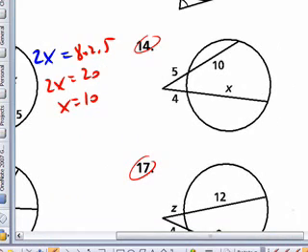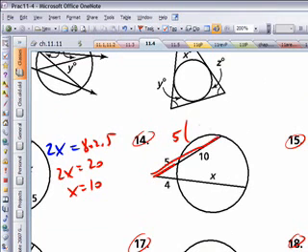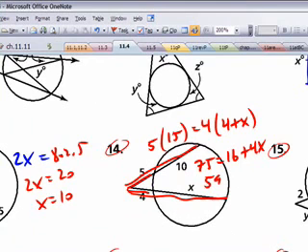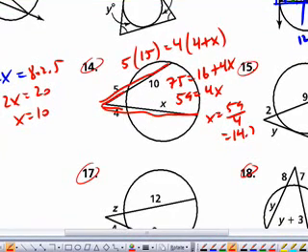For this one, they intersect outside, so you do outside 5 times the entire thing, 5 plus 10 is 15, is equal to outside, which is 4, times the entire thing, which is 4 plus x. You've got to add those two pieces, so you get 75 is equal to 16 plus 4x. Subtract 16 and we'll get 59 is equal to 4x. So x is 59 divided by 4, or 14.75.